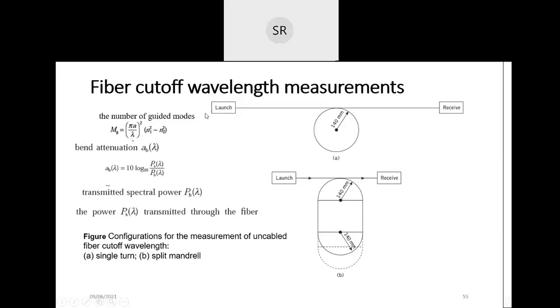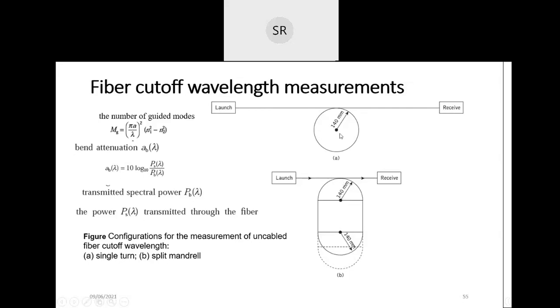Now in this case, we consider that light is propagating through the fiber, meaning light is launched inside the fiber here. This one is about the length of the fiber. Here is one turn, that is called a single turn fiber, and we'll receive that. Another case is about here. Here the light is launched inside the fiber.